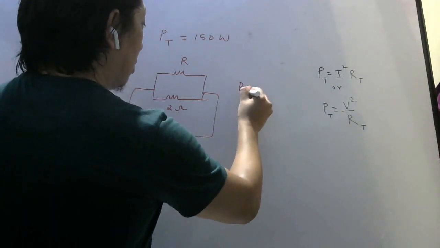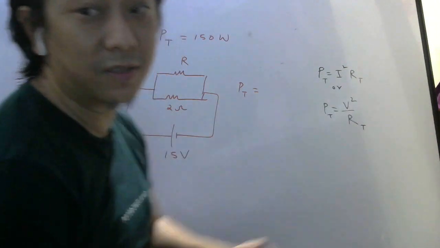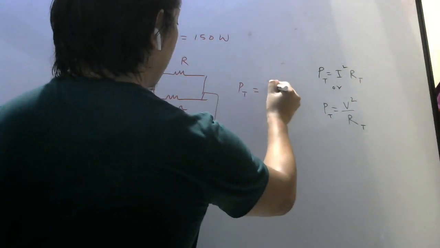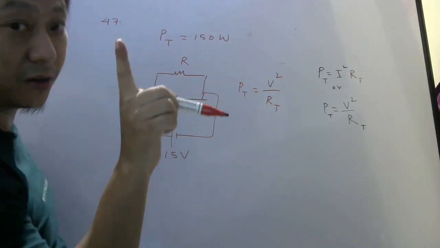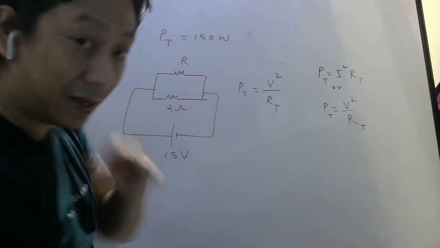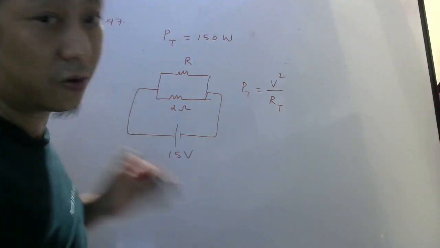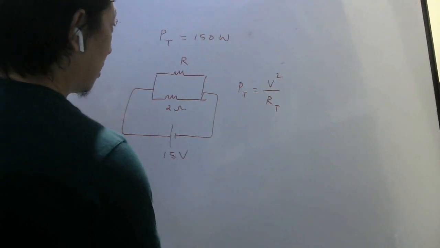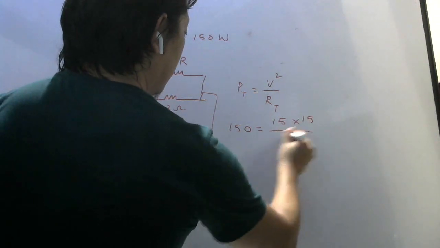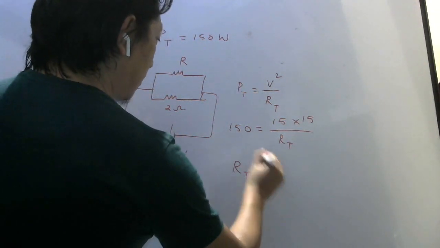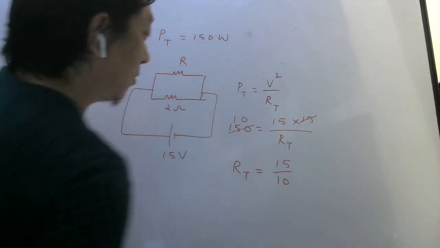What is the formula for total power consumed? Either you can write main current square into resistance or voltage square by resistance. Here we know voltage, so I will write voltage square by total resistance. Replace these two by one resistor. Then the power consumed by that single resistor will be the total power consumed, obviously. That is why we are calling it equivalent. So the total power consumed is 150, voltage is 15, so 150 equals 15 into 15 divided by RT. So total resistance will be 15 by 10.